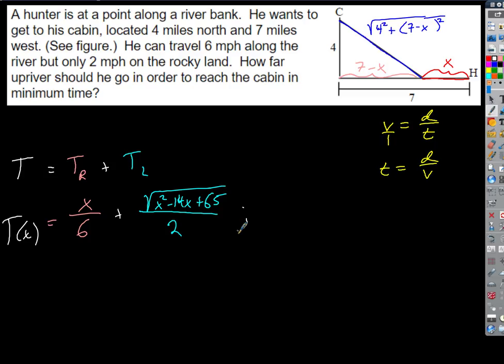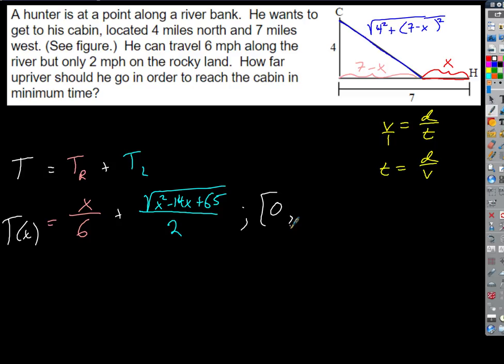What's the domain gonna be? Okay, probably greater than or equal to 0, I guess, right? It would make no sense at all for the hunter to travel in the negative direction. So, I mean, we know he's not gonna do that if he's trying to minimize time. That would be foolish. So, at the very least, he would just strike off directly for the cabin. So the smallest value of x that would make any sense would be 0.